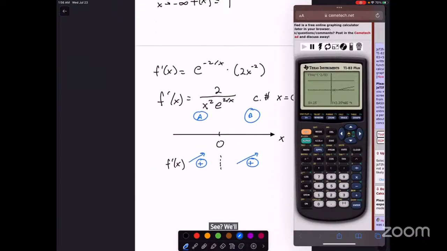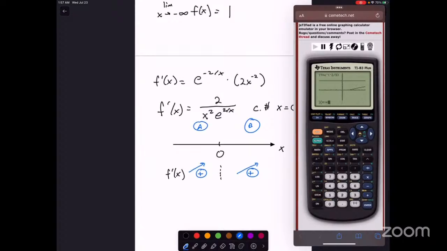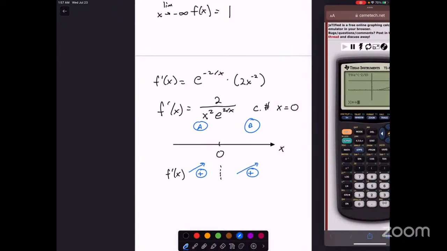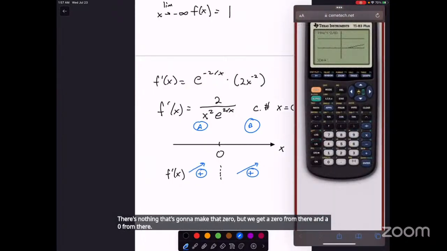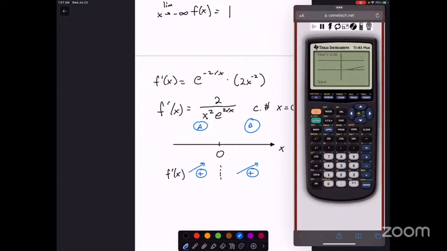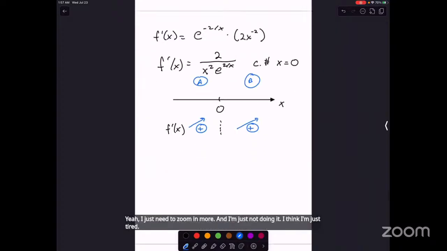Let me go check here. Because that's going to make that 0, but we get a 0 from there and a 0 from there. Yeah, I just need to zoom in more, and I'm just not doing it. I think I'm just tired. I'm trying to confirm all the parts.